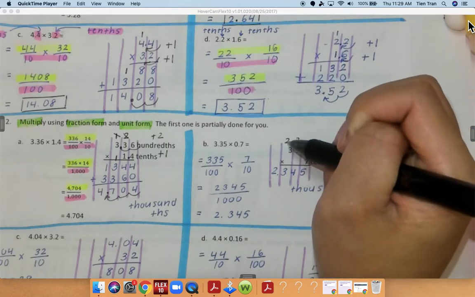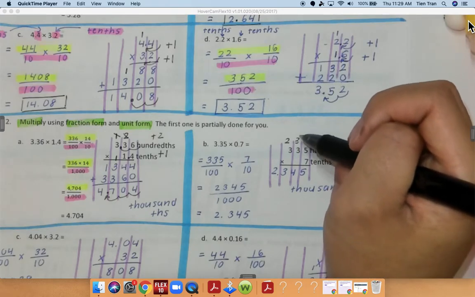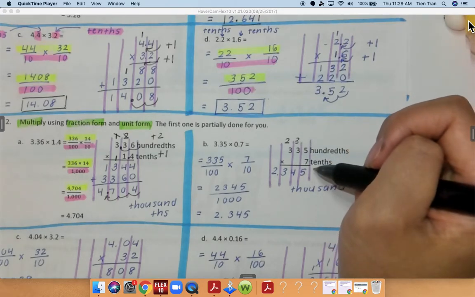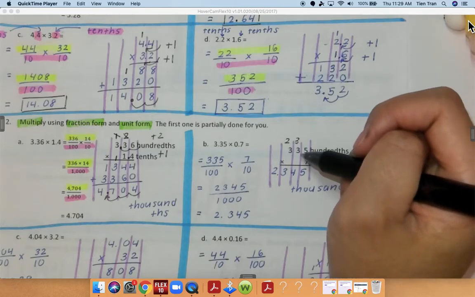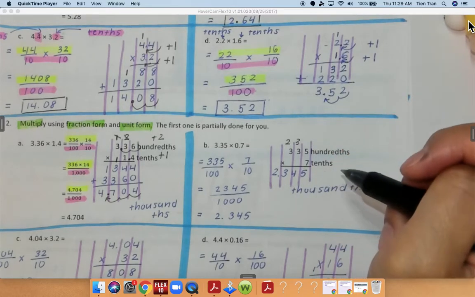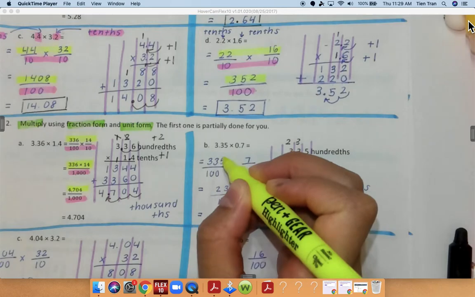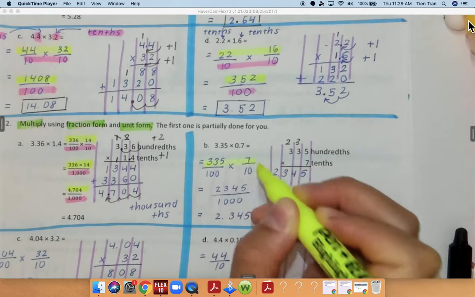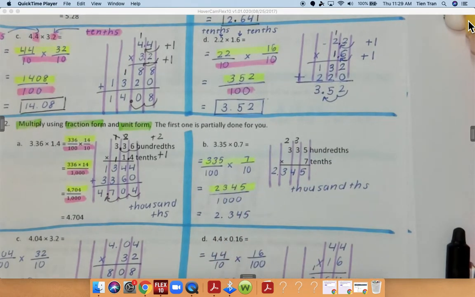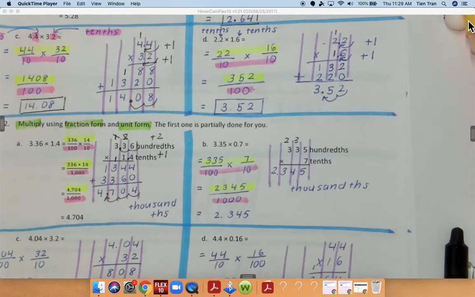Right? 21 plus 2 is 21, 23, 24, 25. And 7 times 3 is 21, plus 2 is 23. Okay, so we have 335 times 7, which is equal to 2,345. And 100 times 10 is equal to 1,000.